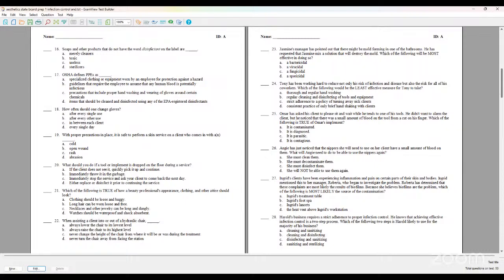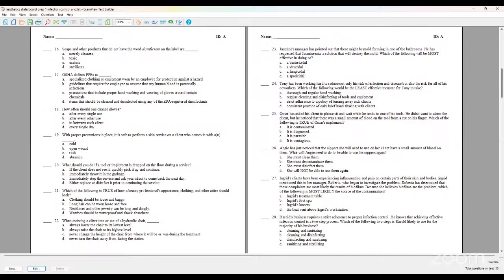18. How often should one change gloves? A, after every single use. Okay. Every single use. We're not holding on to gloves, just like we're not holding on to spatulas.